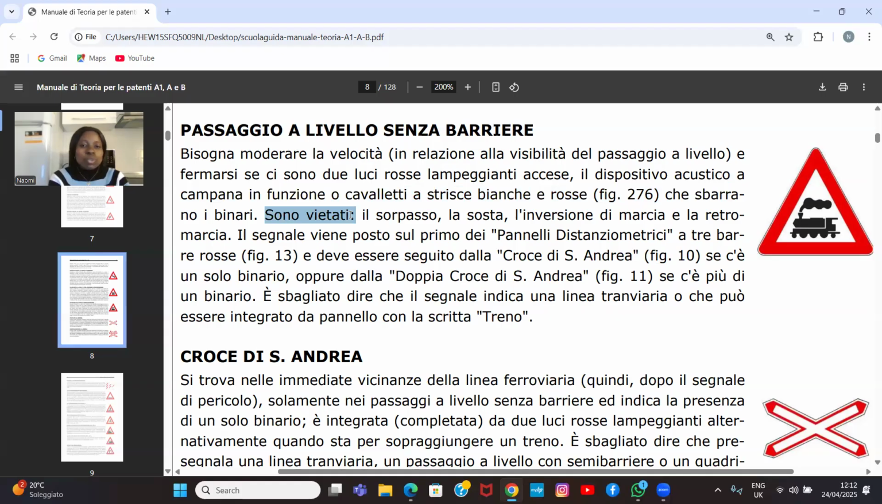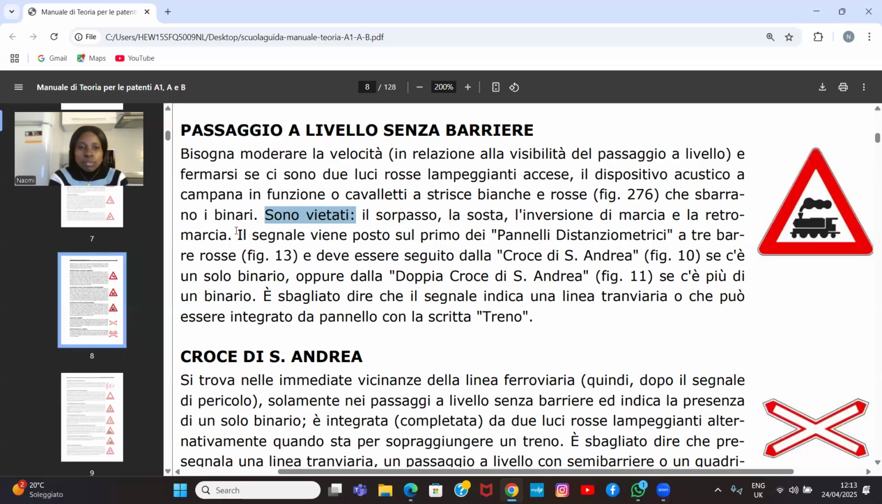Things you should not do. Sono vietati. Il sorpasso. We have already come across the word sorpasso. Sorpasso means to overtake, so don't overtake. Sono vietate. It is not allowed. La sosta, don't stop by that spot. L'inversione di marcia, making a U-turn, e la retromarcia, that is taking the reverse. These things are not allowed.